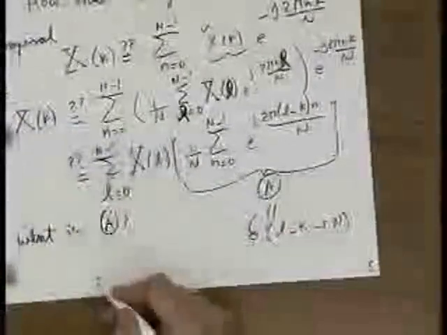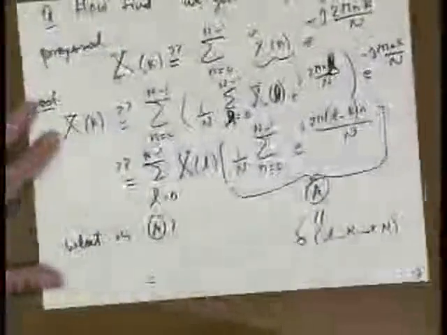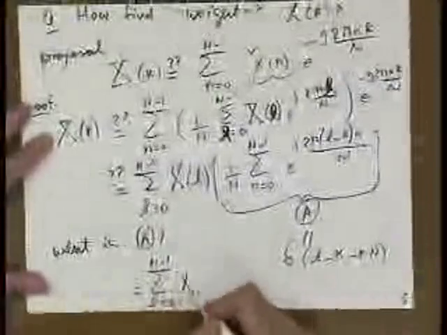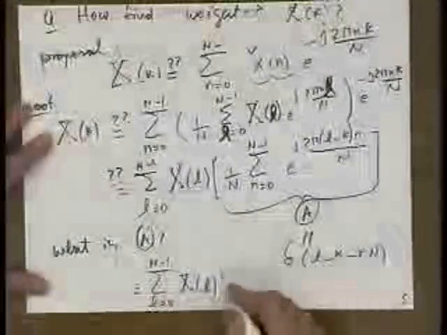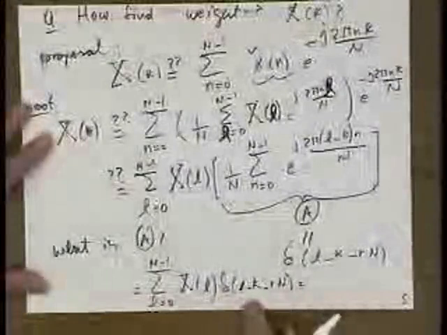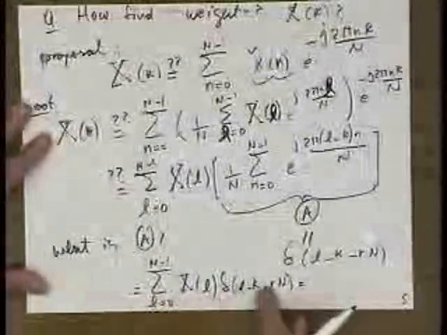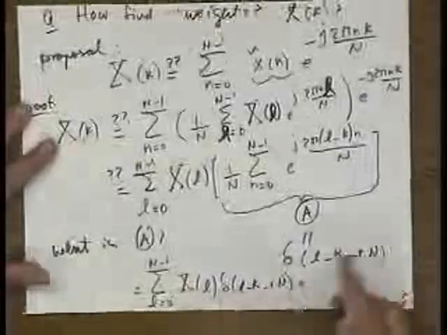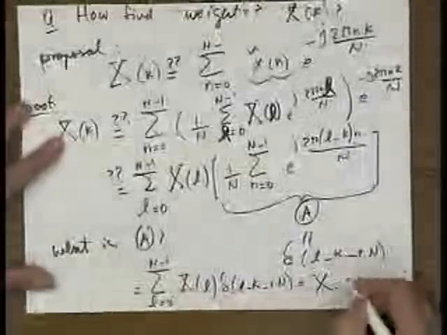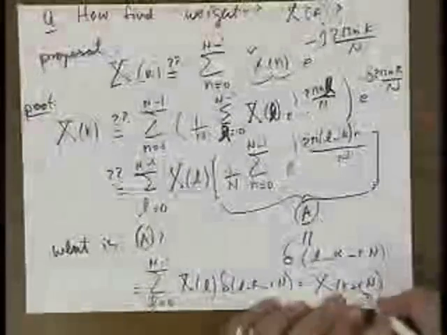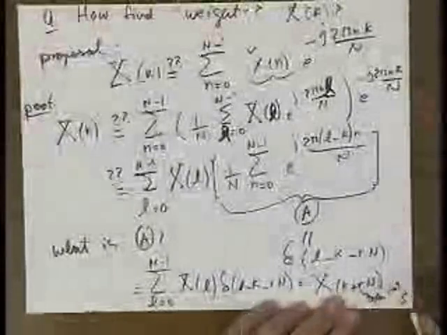And so coming back here, this is equal to what then? It's the summation from L equals 0 to n minus 1 of x of L, delta of L minus k minus Rn, and now we can apply the sift property. You're summing over something times a delta, and that thing is going to take on the value of it at delta. So it's going to become x of k plus Rn, where R is any arbitrary integer.